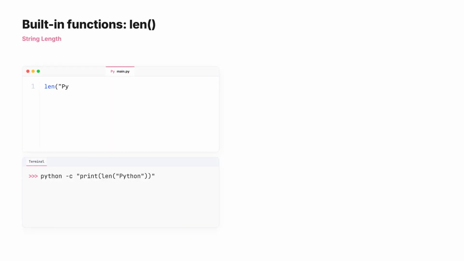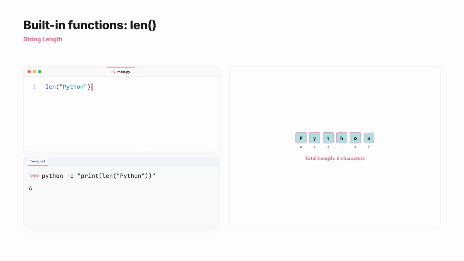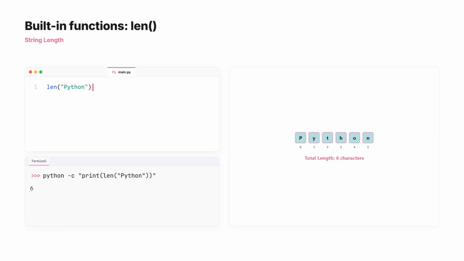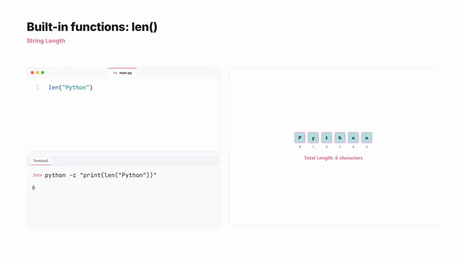To determine the length of a string, Python provides the built-in len function. Passing a string to len returns the total number of characters it contains. For example, the word Python contains 6 characters. The len function is useful for validation, iteration, and many other programming tasks.